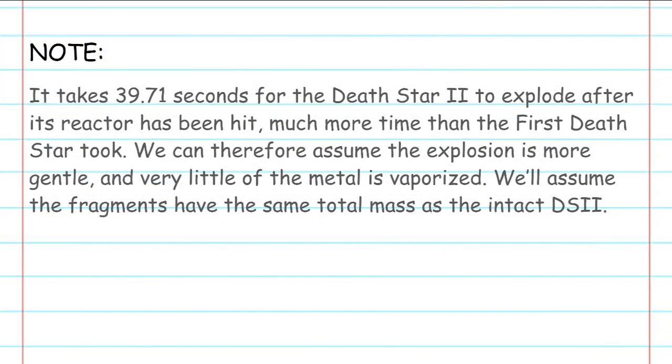It's important to note that when we time the explosion, it takes about 39.71 seconds for the Death Star 2 to explode after its reactor has been hit, much more time than the first Death Star took. We can therefore assume that the explosion is more gentle and very little of the metal is actually vaporized. We'll assume the fragments have the same total mass as the intact Death Star 2, the main difference being that there are no functional repulsor lifts anymore.